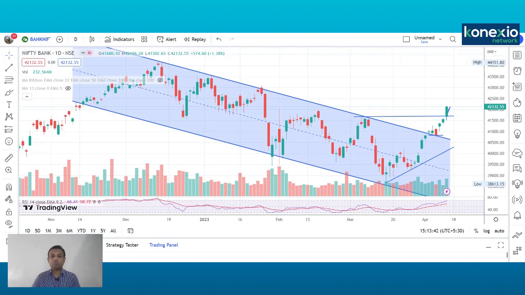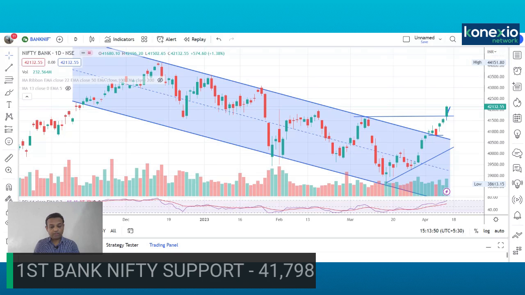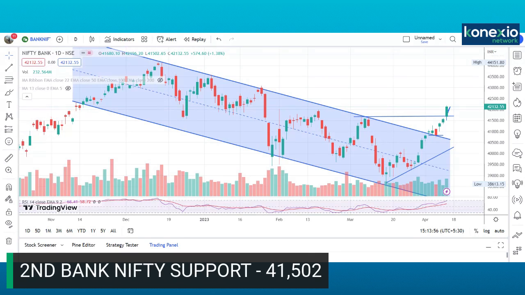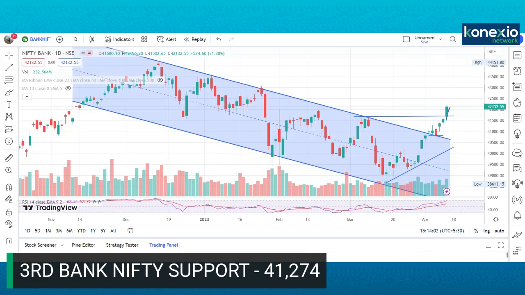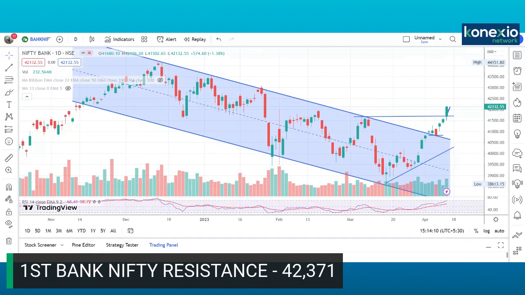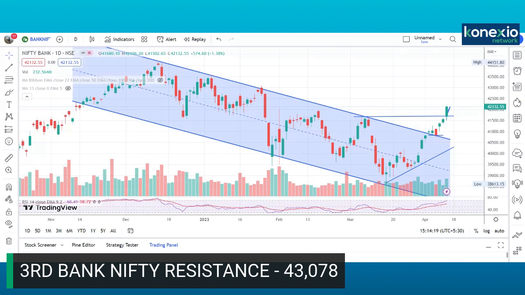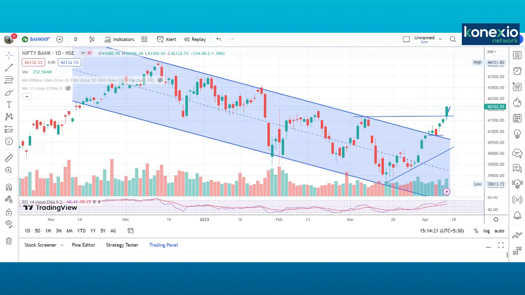Now, first of all, let us discuss what are the important support and resistance levels in Bank Nifty for the next week. The first support in the Bank Nifty is placed at 41,798. Below that, the second support is at 41,502. And below that, the third support is at 41,274. Now on the upside, the first resistance is around 42,371. Above that, the second resistance is placed at 42,733, and third resistance is around 43,078. These are the important support and resistance levels in Bank Nifty.